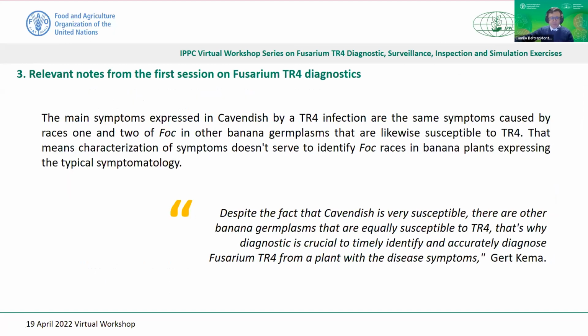Now, I would like to remark on a couple of key messages delivered during the first session on diagnostics. The first message is that the main symptoms expressed by Cavendish in a TR4 infection are the same symptoms caused by races 1 and 2 of Fusarium in other banana germplasm that are likewise susceptible to TR4. That means that characterization of symptoms doesn't serve to identify Fusarium races in banana plants expressing the typical symptomatology.